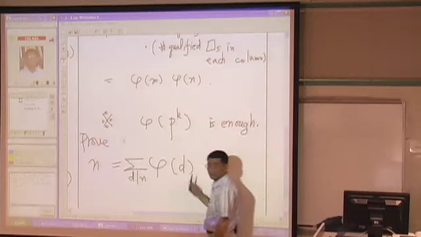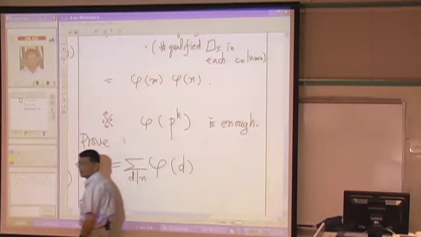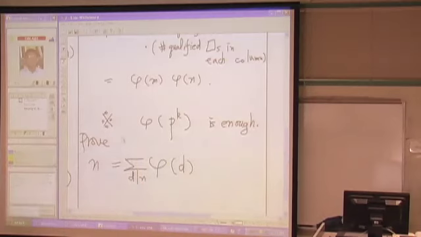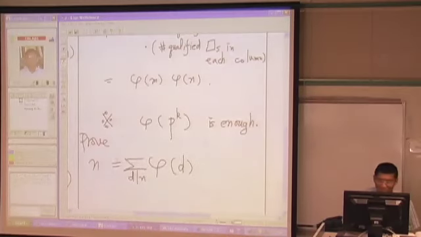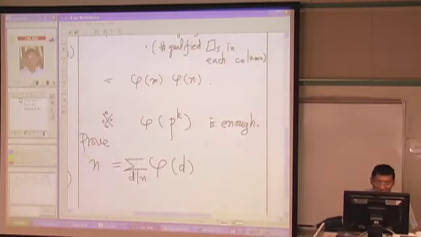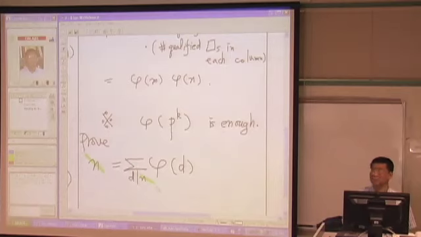Wow, it's tough. How can I prove it? Then remember what? The function is multiplicative, right? So you don't have to worry about general n. So all you need to worry about is not this number, right? What should you use instead of n? What should you use? P to the power of k here, right?